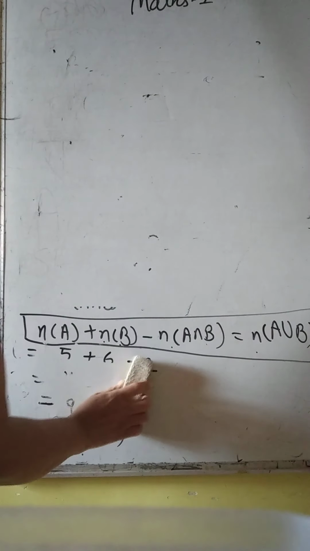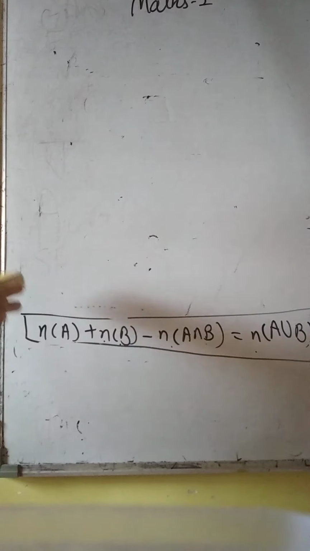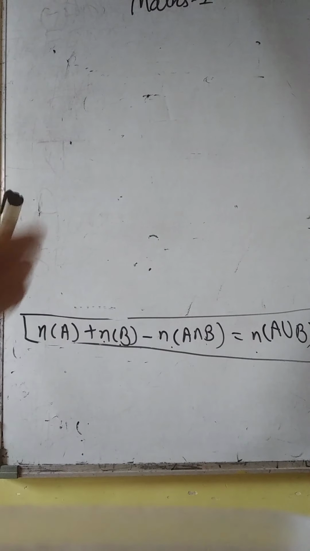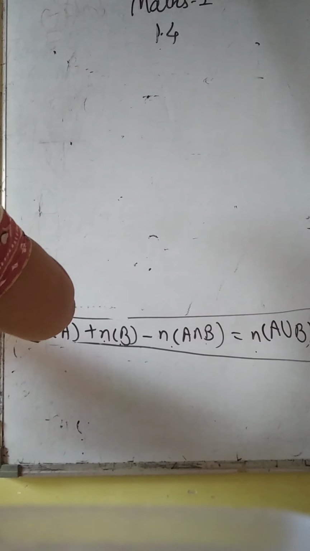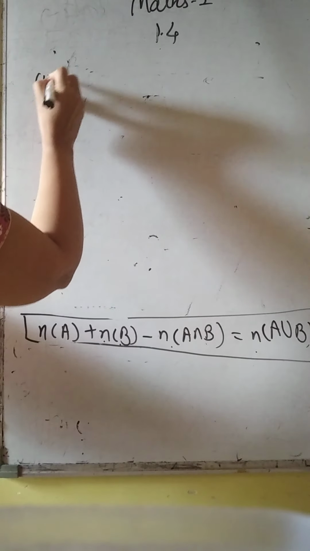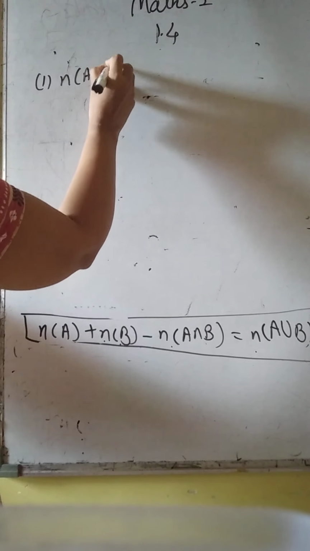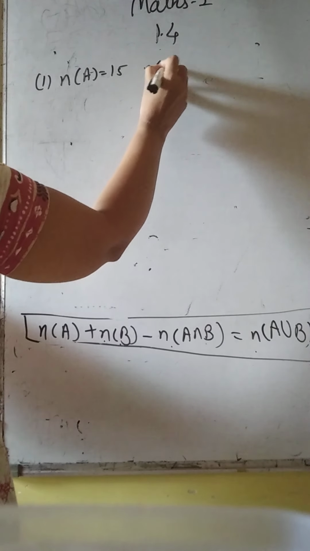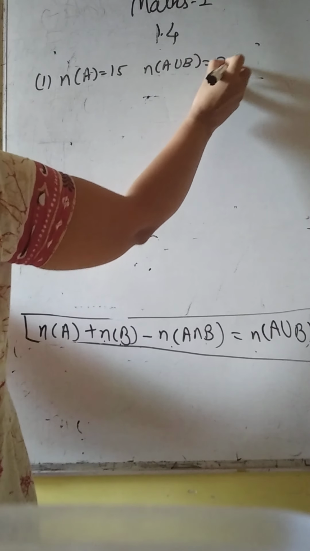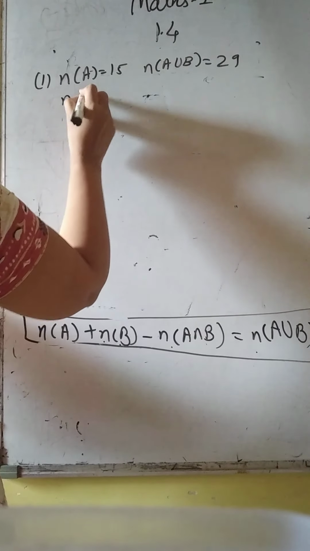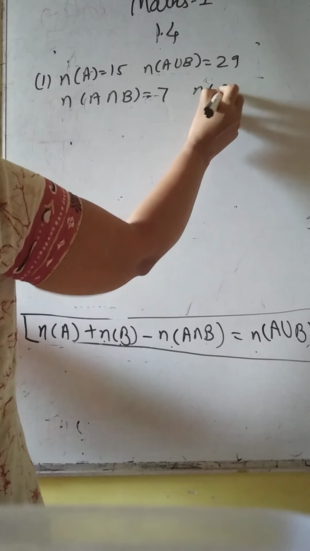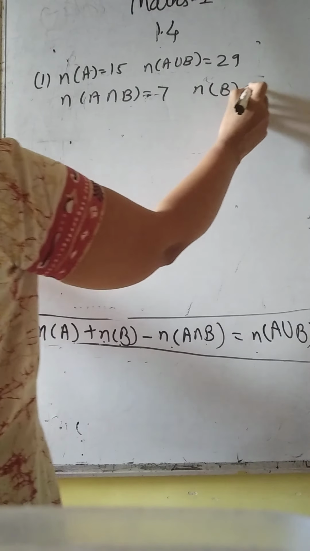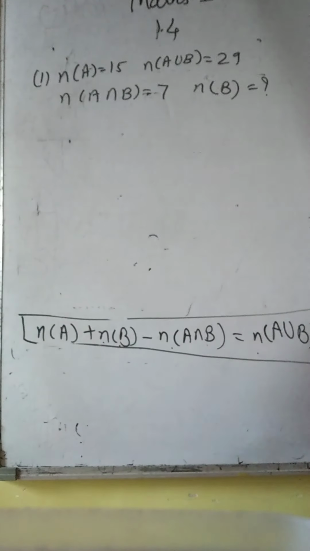We are going to use this result in exercise 1.4. So here we have practice set 1.4. Now the first question says n of A is 15, n of A union B is 29, n of A intersection B is 7, and you have to find n of B. This is what you have to find out. This is the first question in 1.4.